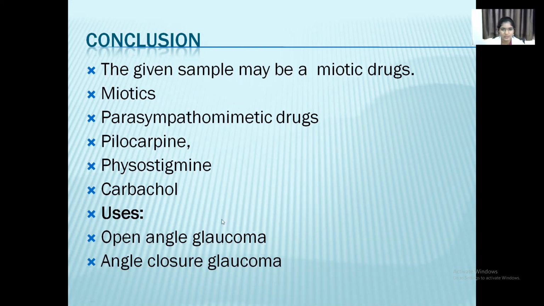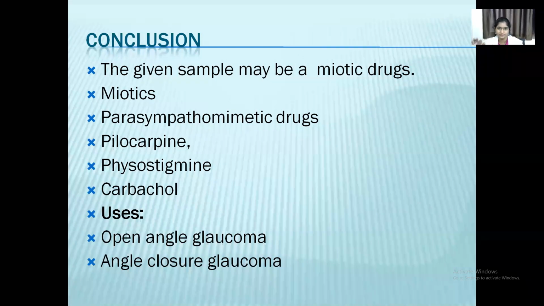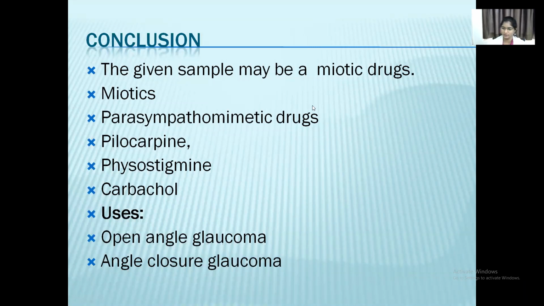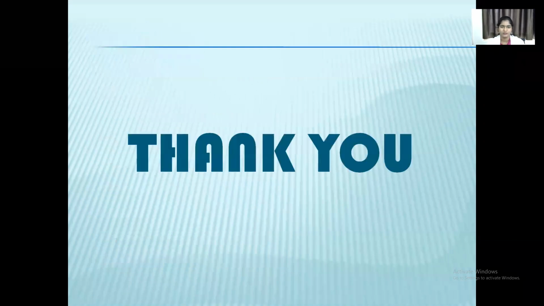So what are the other uses of miotics? They are used in open angle glaucoma and closed angle glaucoma. So this is about miotics. You have to write the aim, material, procedure, light reflex, corneal reflex, pathways of light reflex, observation table, and this conclusion. You have to write this entire part in your record. Okay. Thank you.